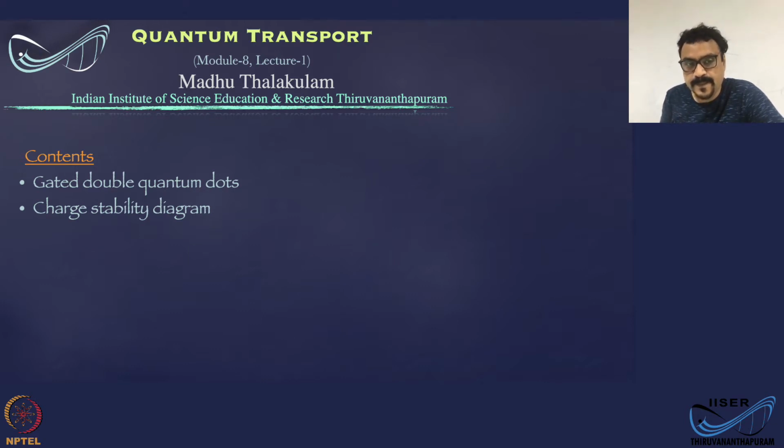And the charge stability diagram. Transport in low bias and high bias regimes. And in the next lecture, we will discuss the transport in small double quantum dots. So in this lecture, we will discuss transport in larger double quantum dots. Okay.